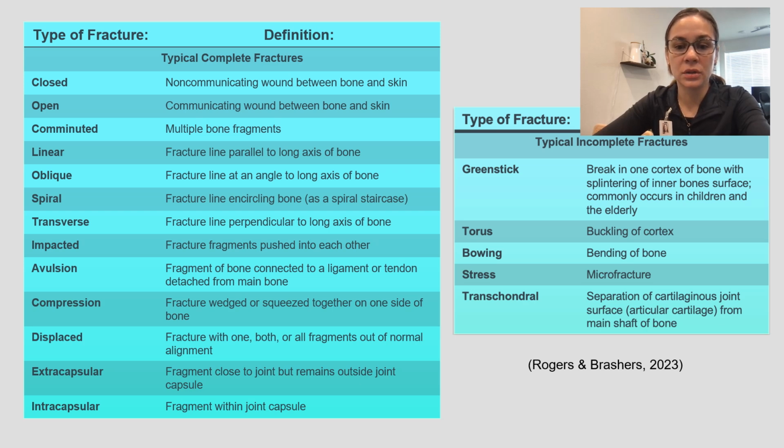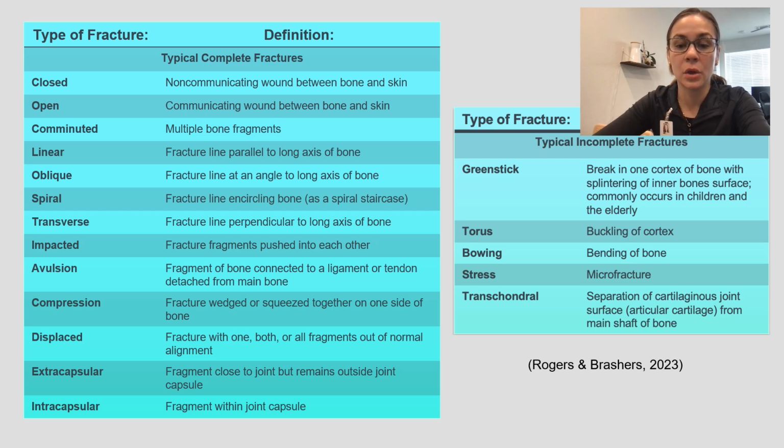Spiral, which is a fracture line encircling the bone, such as a spiral staircase. Transverse, which is a fracture line perpendicular to the long axis of the bone. Impacted, which involves fracture fragments pushed into each other. Avulsion, which involves a fragment of the bone connected to a ligament or tendon that detaches from the main bone. Compression, which is a fracture wedged or squeezed together on one side of the bone. Displaced, which is a fracture with one, both, or all fragments out of normal alignment.